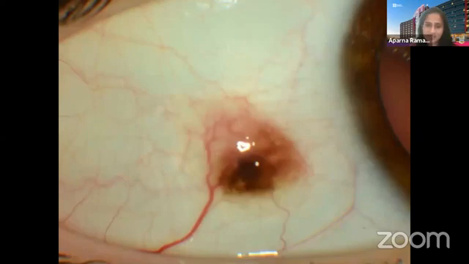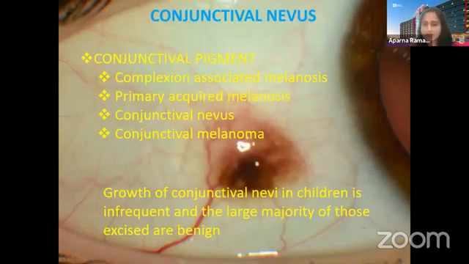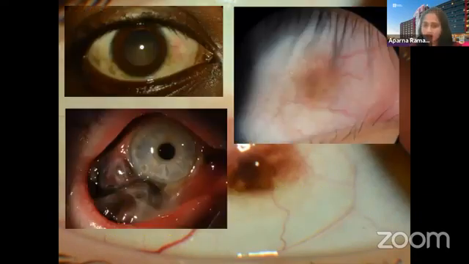Coming on to pigmented conjunctival lesions, this is a child that presented with a pigmented lesion. Now, whenever you see pigmented lesions in the conjunctiva, there are 4 main things that we think about. One is complexion-associated melanosis, previously called racial melanosis. Second is primary acquired melanosis. Third is conjunctival nevus, and then conjunctival melanoma. Fortunately, in kids, the majority of conjunctival nevi are benign, and even when they're excised, pathologically they show benign features. So it's very rare for conjunctival pigmented tumors to be malignant, but still it's good to keep an eye on them.